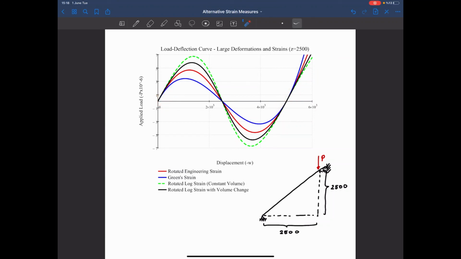Now, these formulations are large displacement and rotation formulations, but these two assume small strains, whereas these two assume large strains. And you see in the large strain regions we have significant differences. So depending on the problem you want to solve, you can have different nonlinear geometric formulations.